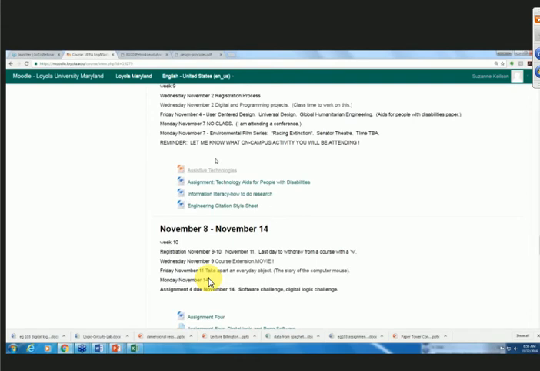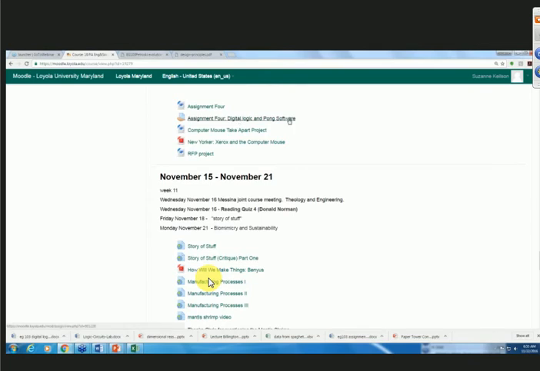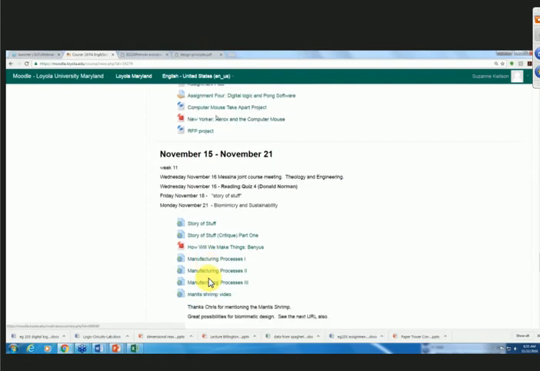Again, assistive technologies, they do some background research on that. We've got the digital logic and the Pong. They also take apart a computer mouse, and they have a little project to look at the history of the computer mouse and to answer some questions. We get into a request for proposals project where they break out into teams.